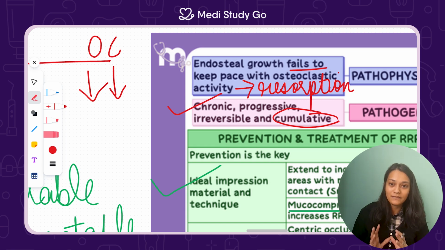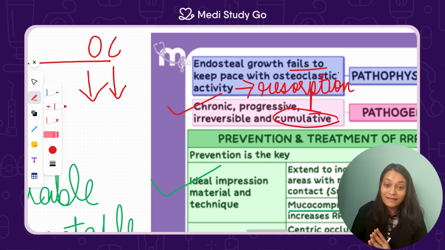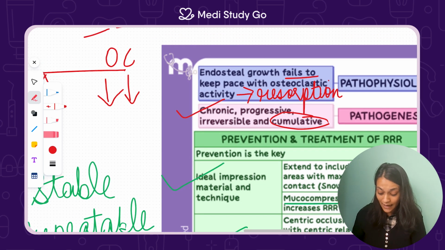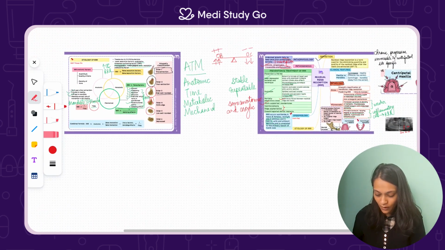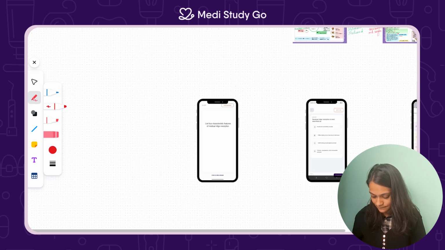I hope it was easy to understand. You'll be able to attempt it. You'll be able to give valid logical reasoning to everything. And let's just quickly solve the flashcard.